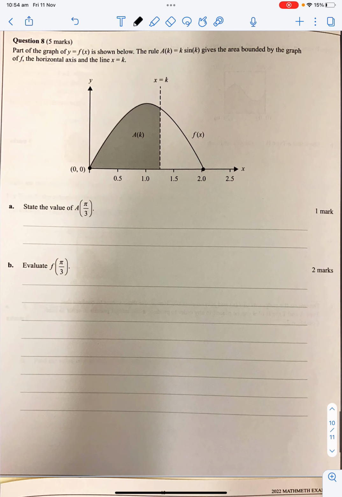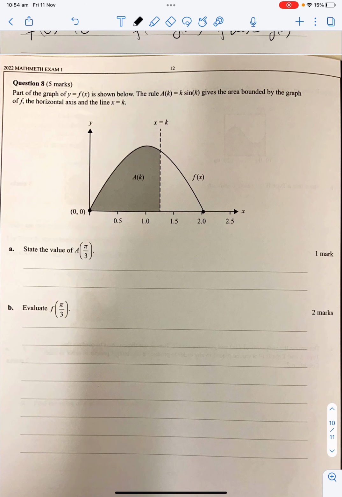Question 8. State the value of a of pi on 3. So we'll sub pi on 3 into a of k. We get pi on 3 sine of pi on 3, which is sine of pi on 3 is root 3 over 2. So we've got root 3 pi over 6.